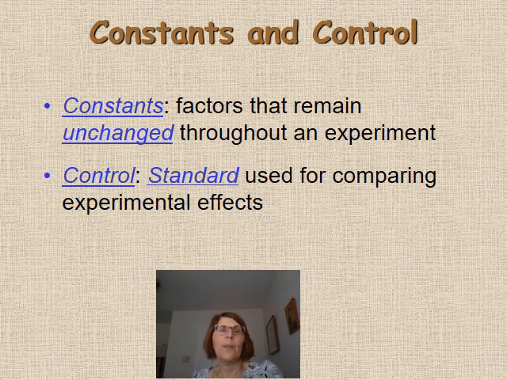So constants are things that remain unchanged throughout an experiment. So maybe pressure, air temperature, things like that. Control is the thing we compare things to. Let's say I'm talking about sugar water. An example of a control would be the water, just water with no sugar. If we were talking about the plants again, changing the fertilizer, maybe the control would be the plant without the fertilizer.